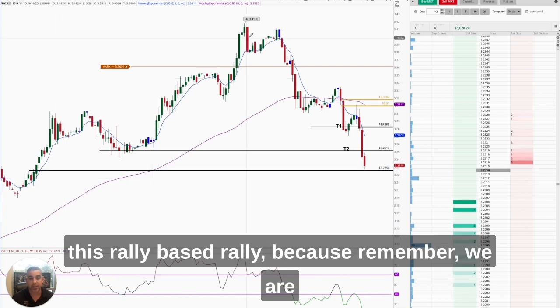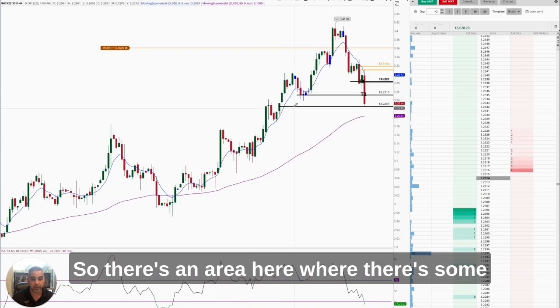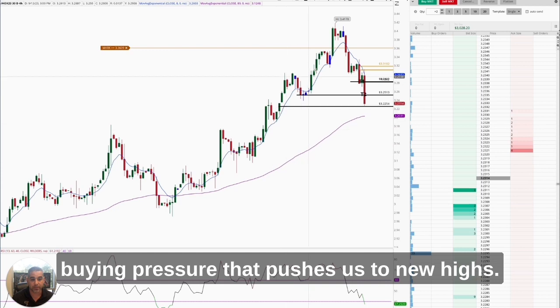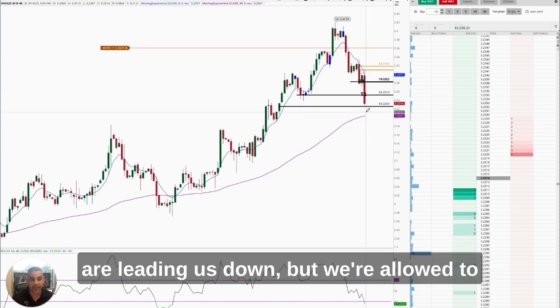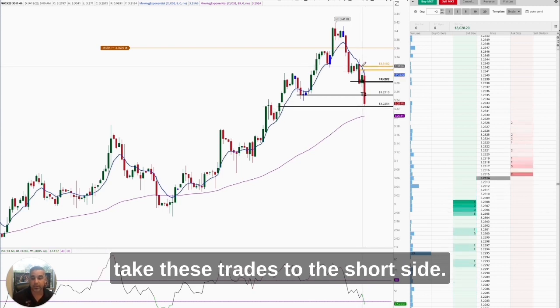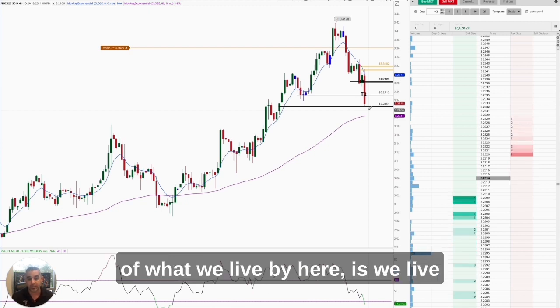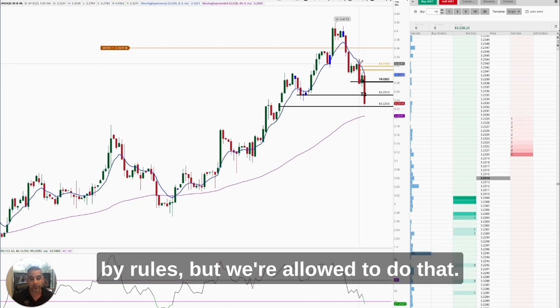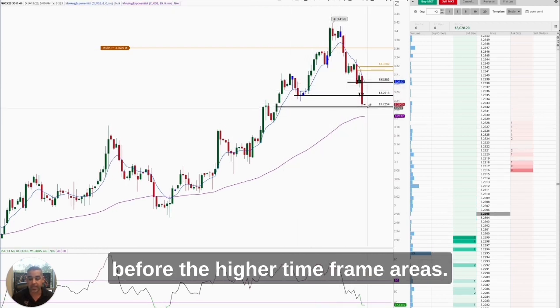This rally-based rally, because remember, we are in a long-term uptrend, right? So there's an area here where there's some buying pressure that pushes us to new highs. These are pretty big expanded range candles that are leading us down, but we're allowed to take these trades to the short side. And I say the word allowed because that's kind of what we live by here, is we live by rules, but we're allowed to do that. We just need to take our profits before the higher time frame areas.